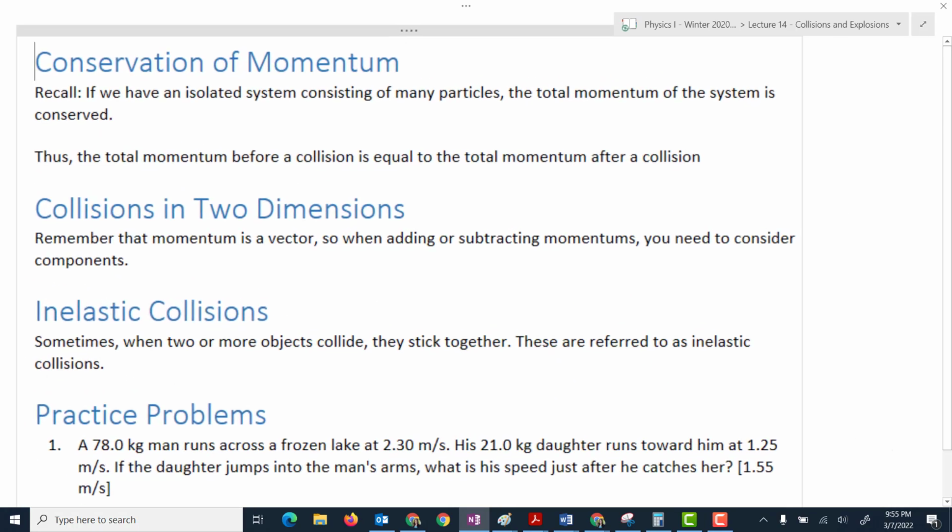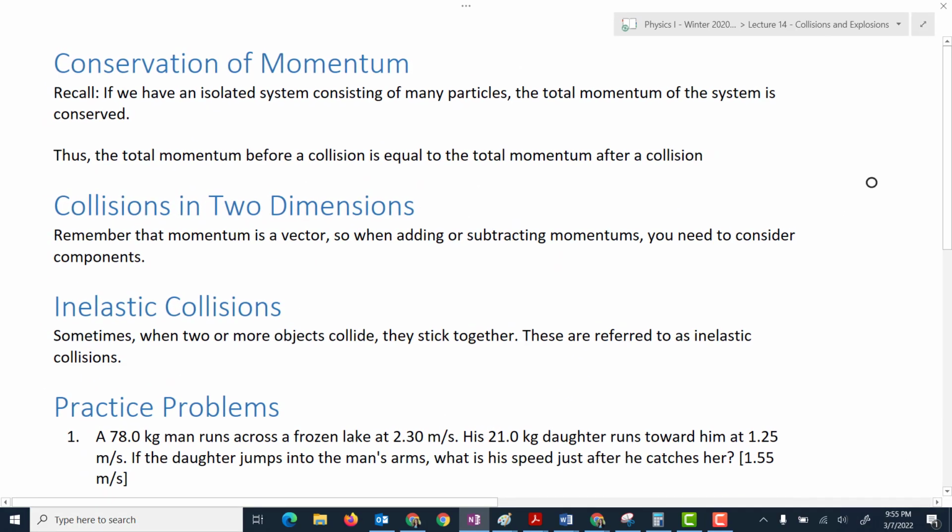All right, so let's start with conservation of momentum. As you might remember, if we have an isolated system consisting of many particles, then the total momentum of the system is always conserved. So that means that the total momentum before a collision would be equal to the total momentum after a collision. We're going to use this principle when we talk about collisions in 2 dimensions as well.